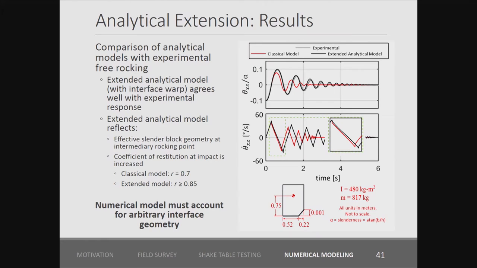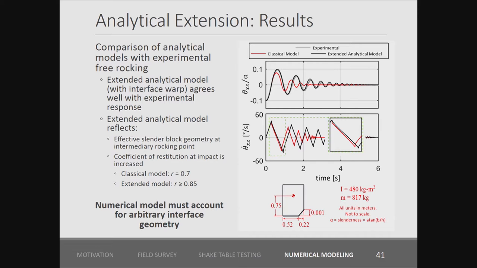And this is emphasized at the individual impacts according to the angular velocity time history, where the coefficient of restitution, or this instantaneous reduction in the angular velocity, can be shown for the classical model as 0.7 and for the extended analytical model as 0.85. And this indicates that the classical model assumes that 70% of the angular velocity will remain following an impact event, where the extended analytical model states that at least 85% of the angular velocity will remain following a given impact event, where this can be seen in the detailed inset of the angular velocity time history, showing a very significant reduction in the angular velocity in red for the classical model and a much more mild reduction in terms of the black for the extended analytical model, thus able to match the free-rocking experimental specimen in terms of both the post-impact amplitude as well as in terms of the rate of decay.